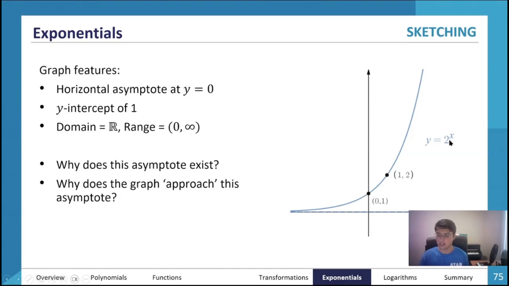Even if our base is e, or if it's 100,000, it's going to intercept at 1. Same thing with the domain and range. The domain is going to be all real numbers, so you can put any number into this function and it's going to give you a valid output. And then the range is going to be 0 to infinity, not inclusive. It's going to output any number between 0 and infinity, but it won't output 0 and it won't output infinity.